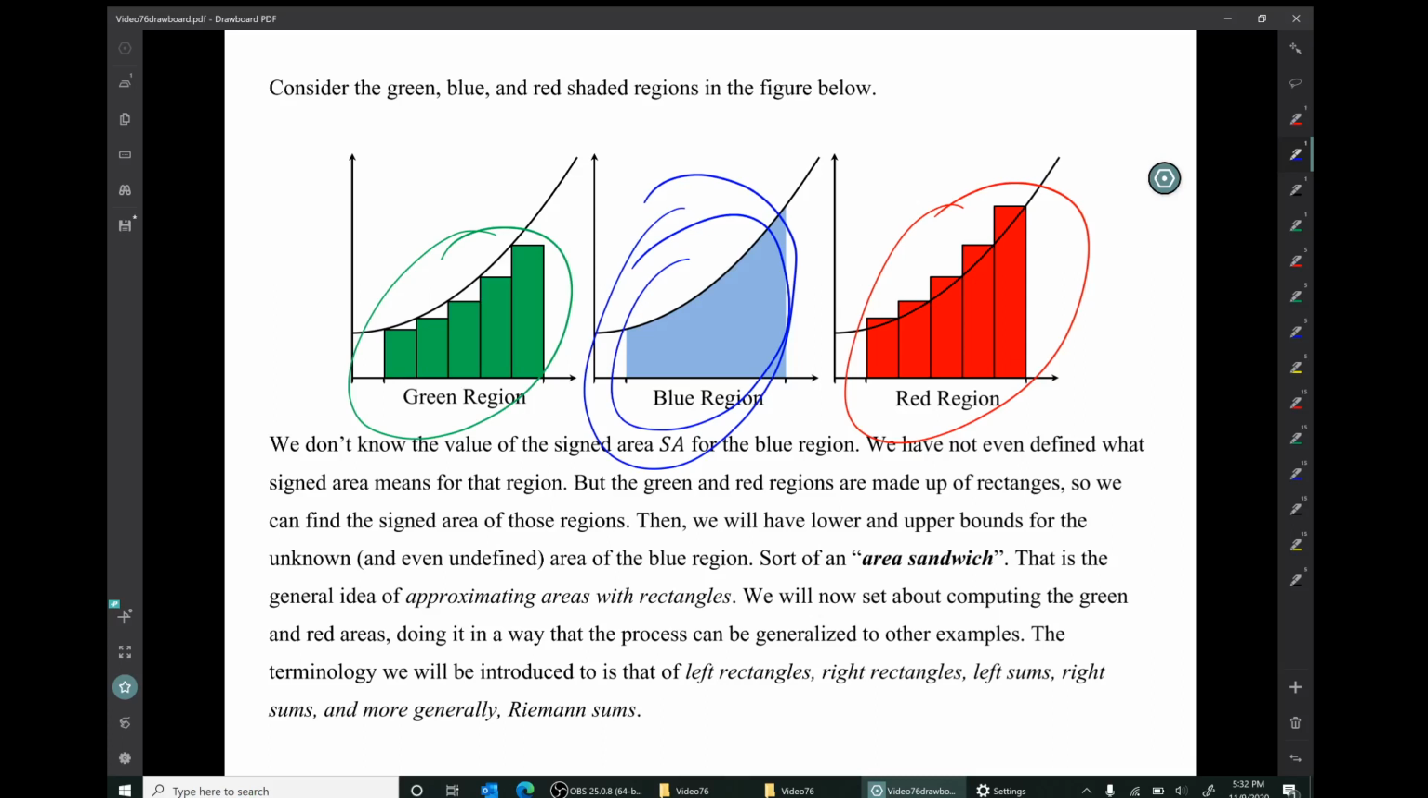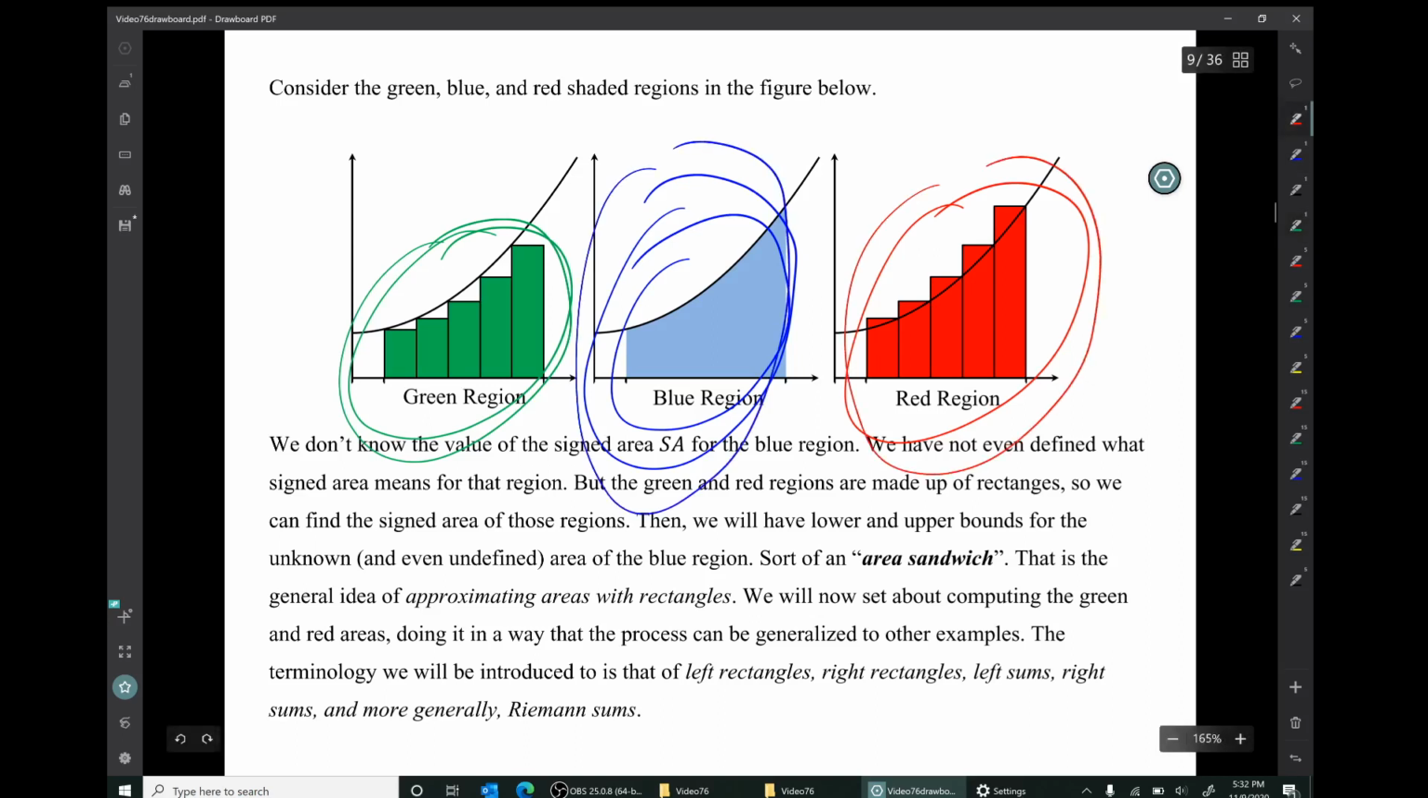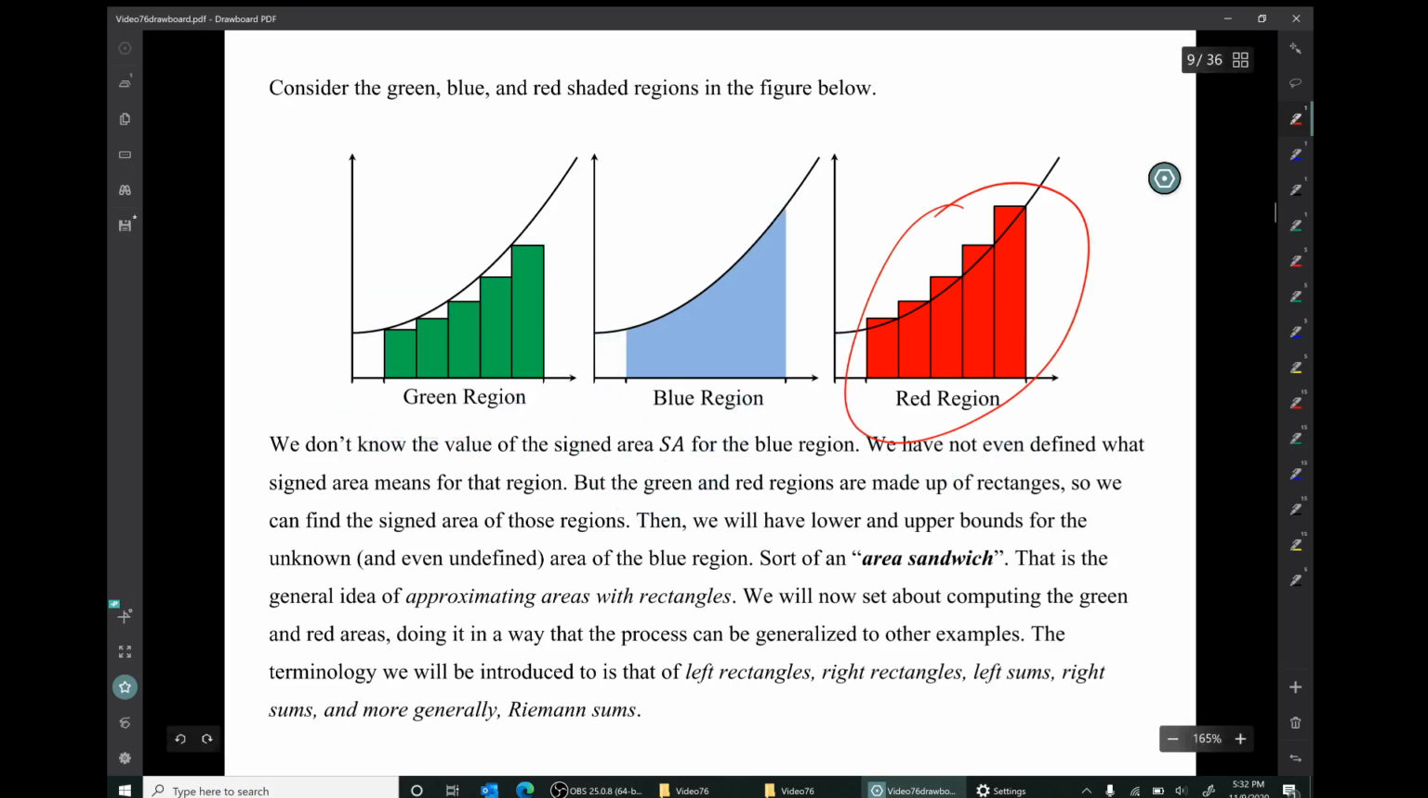So you can see that this green region is entirely contained in that blue region. So that green region's area should be less than the blue region's area. And that blue region is entirely contained in the red region. And so the blue region's area should be less than the red region's area.